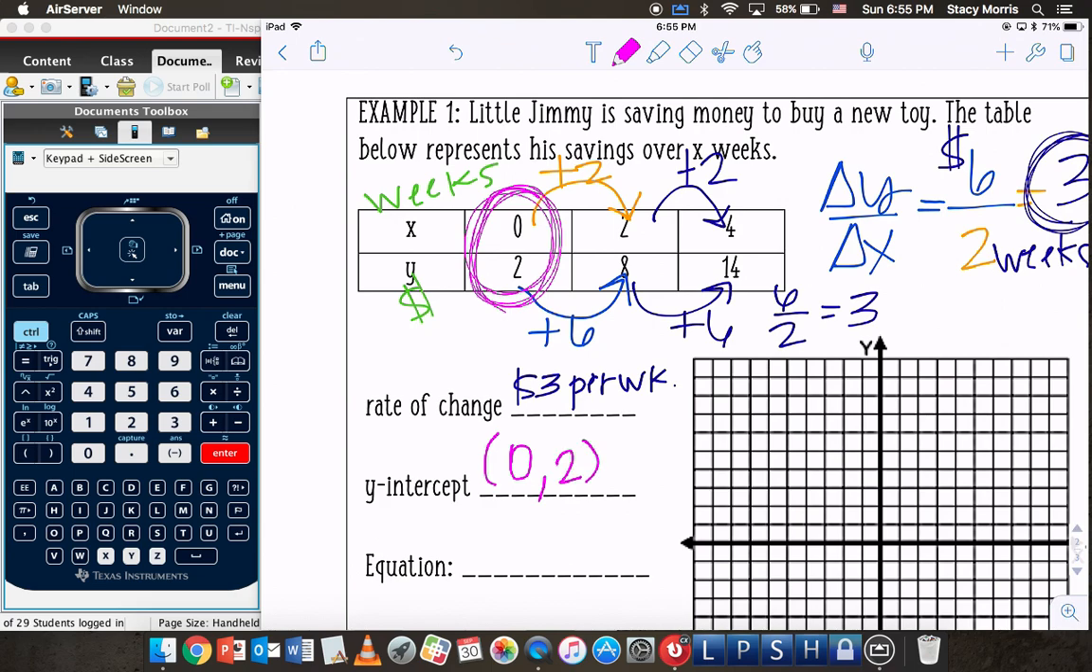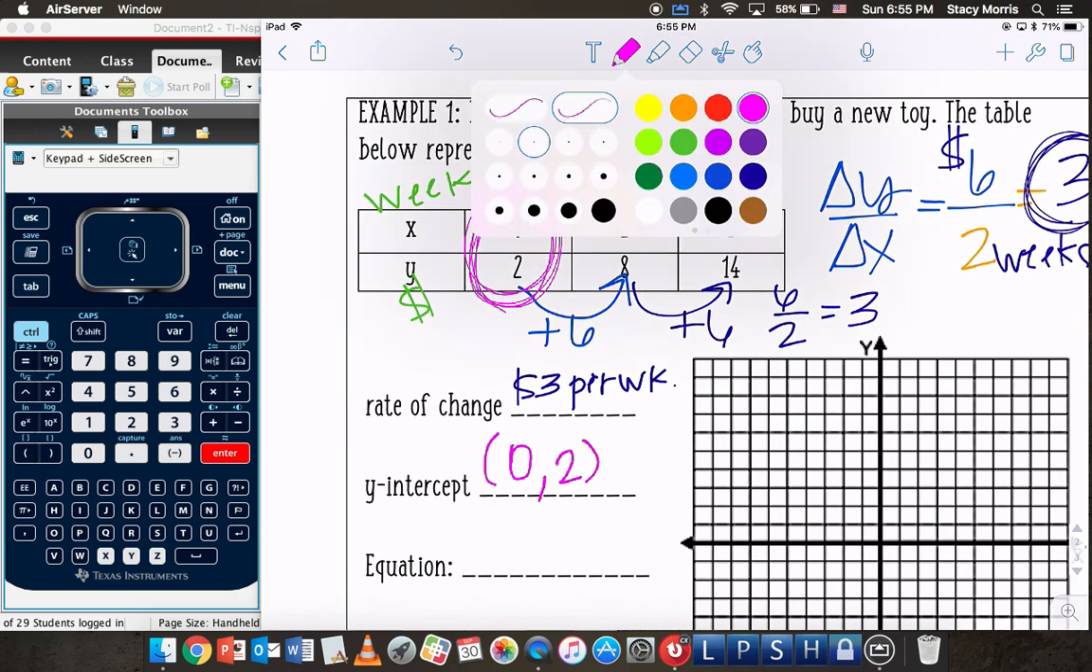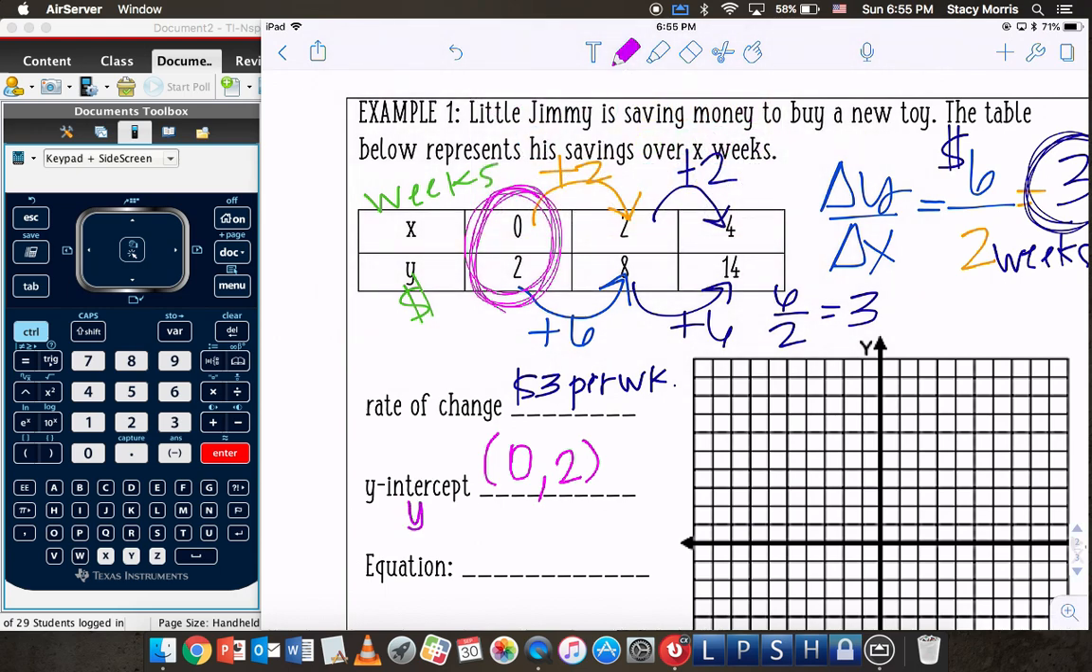All right, so we can write an equation in y equals mx plus b. In y equals mx plus b, our m is our rate of change, and our y-intercept is the b, and we would just plug those in for m and b. So our equation is going to be y equals, our m is 3, x plus our b is 2. We don't have to put the 0 in, just 2. So y equals 3x plus 2.